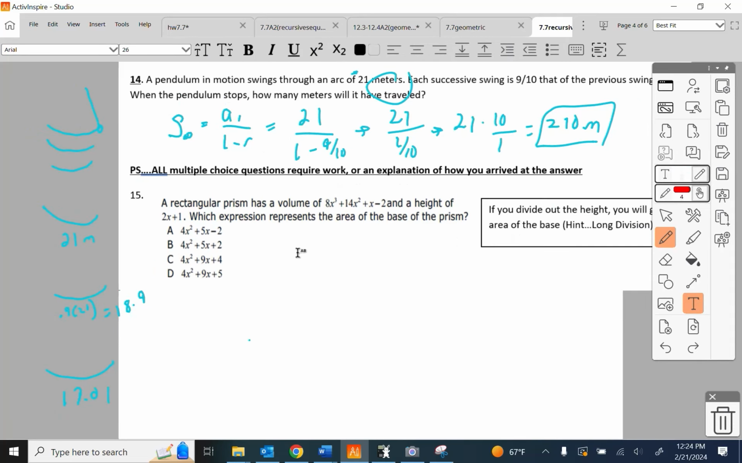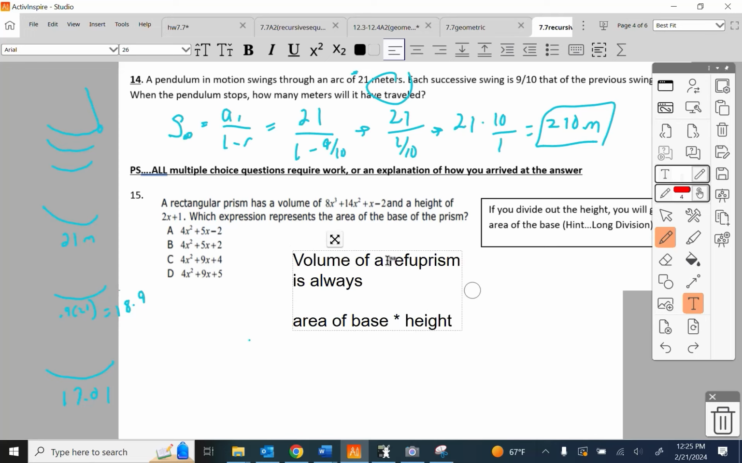Now, the reason for my hint here is simple. Volume of a prism is always area of the base times the height. And let me rephrase that. Volume of a regular prism. That's what it used to be called. Back in my day, that's what we called them. So the reason I have this here is if you divide out the height, you will get the area of the base. That's why that hint is there.